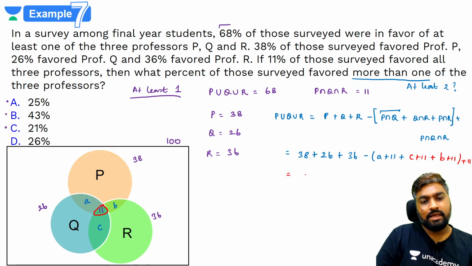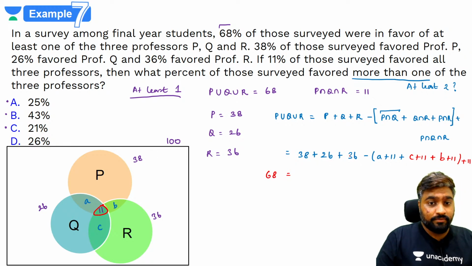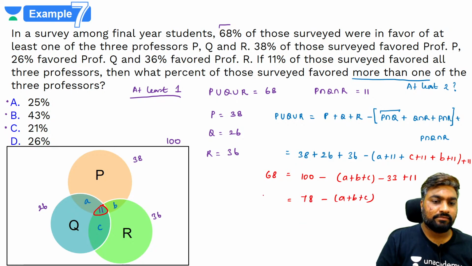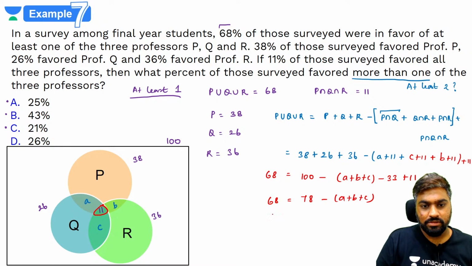So you know the union is 68, so 68 is going to be how much? 38 plus 26 plus 36 minus A plus B plus C plus 33. So let's bring it outside. Minus A plus B plus C, plus 33 comes outside, minus 33 plus 11. So what are you getting? You're getting 100 minus 33 is 67. 67 plus 11 is 78. 78 minus A plus B plus C. Are you getting it guys? So what is A plus B plus C? Okay, wait, something's wrong. Sorry, no.